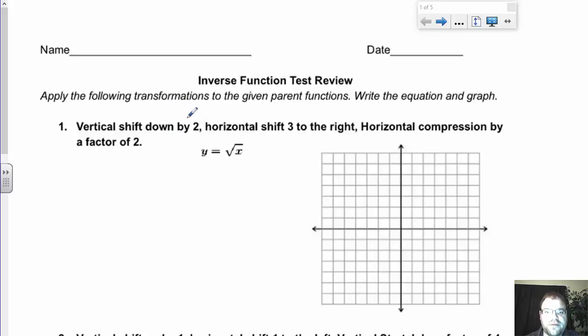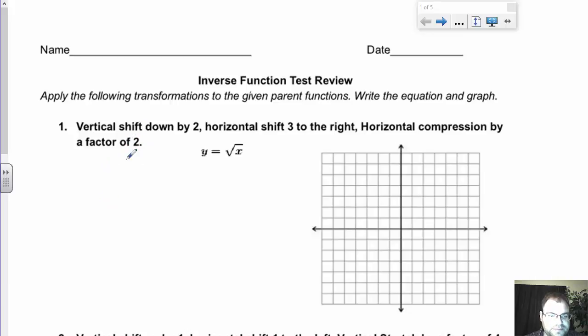Alright guys, let's go take a look at your inverse function test review. I gave this to you last week, and let's go ahead and put the answers down. The first question is a transformation question: vertical shift down by 2, horizontal shift 3 to the right, and a horizontal compression by a factor of 2.